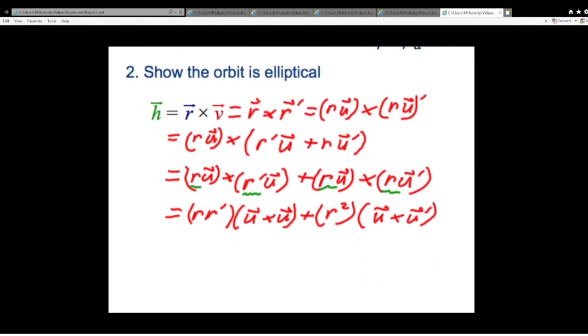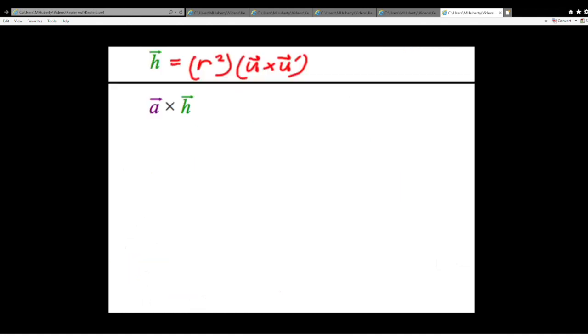Now, we have u cross u, a vector crossed with itself. Of course, that gets us the zero vector. And so we can have an end result here that we get r squared scalar multiplied by u cross u prime. All right. And so that's what our h vector is. So now we're going to take the cross product of the acceleration vector and the constant h vector.